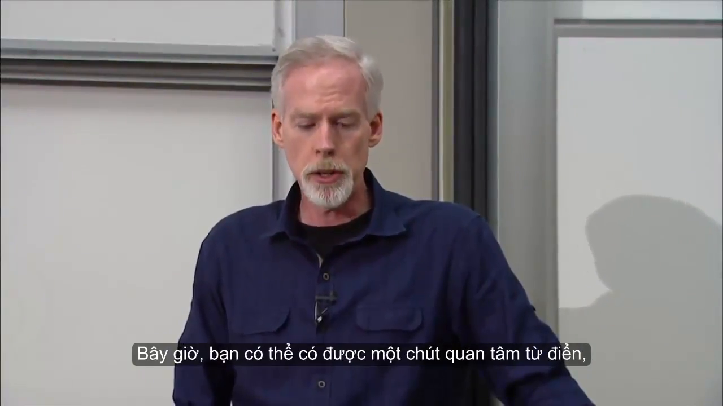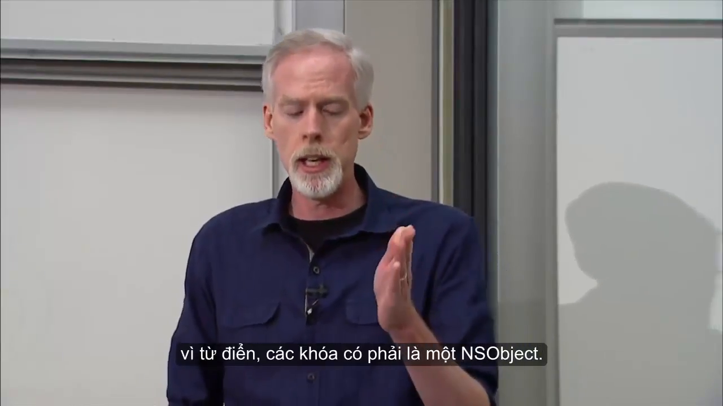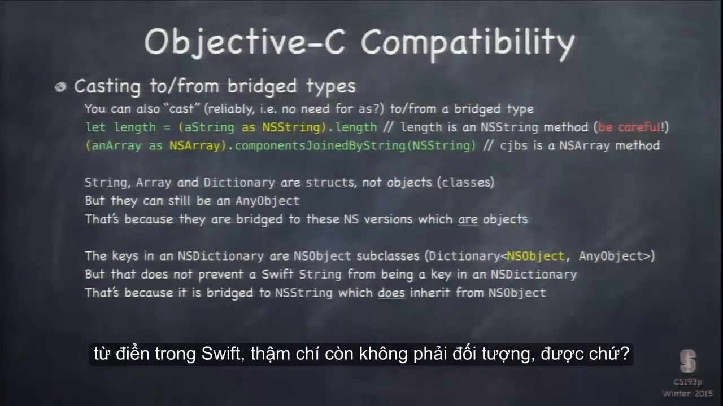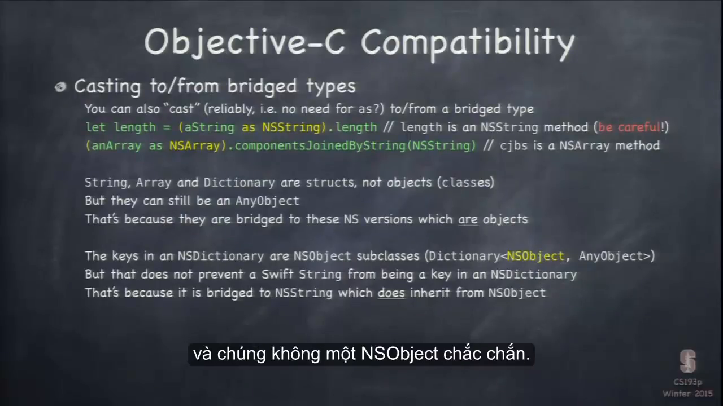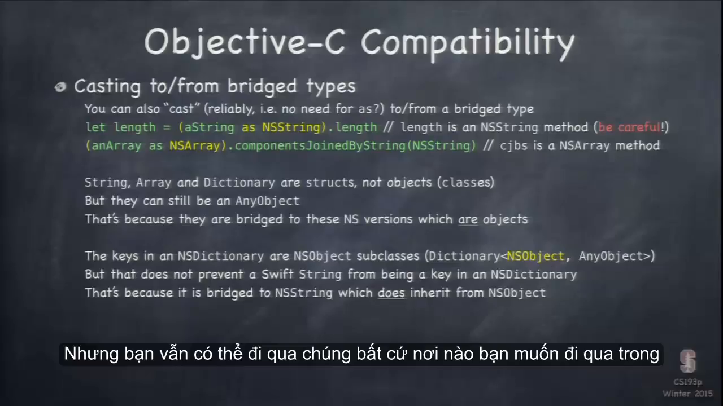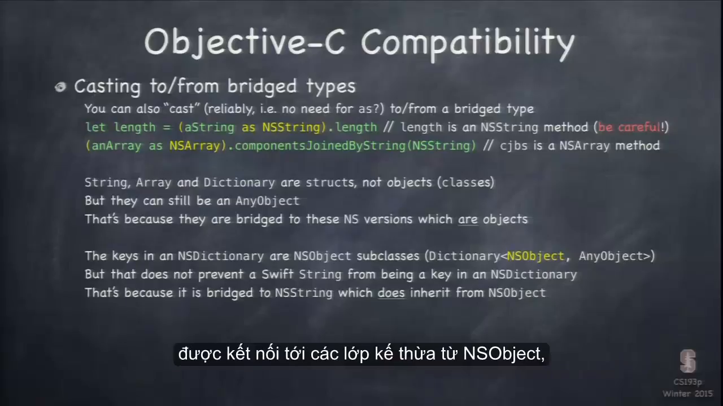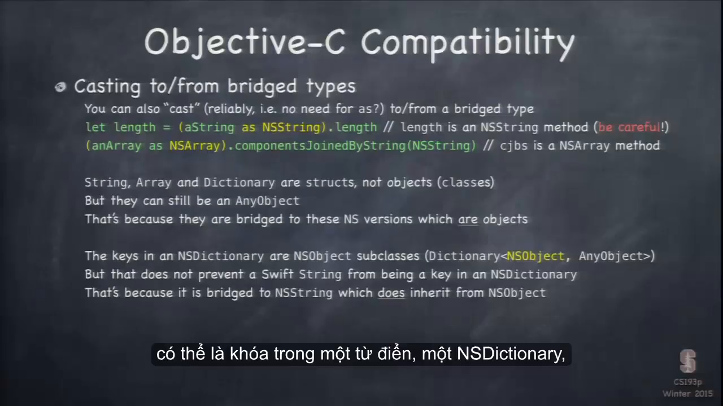Now, you might get a little concerned about Dictionary because for NSDictionary, the key has to be an NSObject. And of course, we know that String and Array and Dictionary in Swift are not even objects. Okay? They're not AnyObject, or they're not an NSObject for sure. But you can still pass them anywhere you want to pass an AnyObject or a subclass of NSObject because they are bridged to classes that inherit from NSObject, because NSString, NSArray, and NSDictionary all inherit from NSObject. So that means Swift Strings can be the keys in an NSDictionary, even though it requires NSObject, okay?